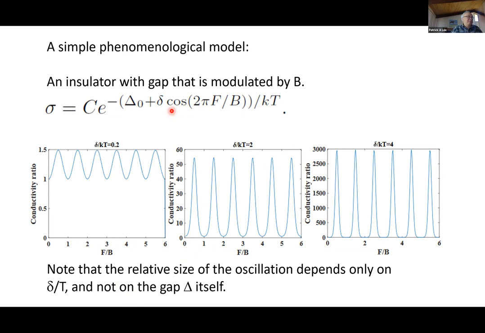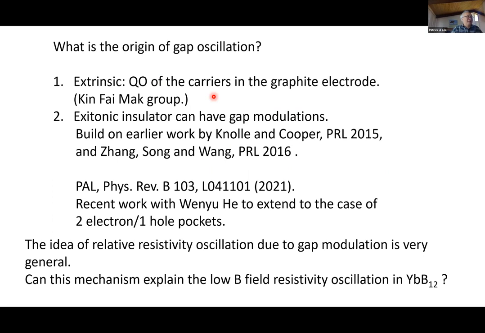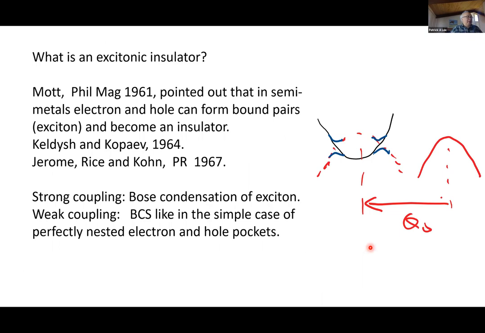Okay, so as I said, one possibility is that the experiment is extrinsic. The whole thing is not real. The other possibility is that if this insulator is actually an excitonic insulator, then you can have this modulation. And this is built on earlier work by Nandkishore and Nigel Cooper and by Fa Wang's group about 5 years ago. Okay, so let me now take 5 minutes or so to tell you what the excitonic insulator is. This is actually interesting, it was first proposed by Mott.